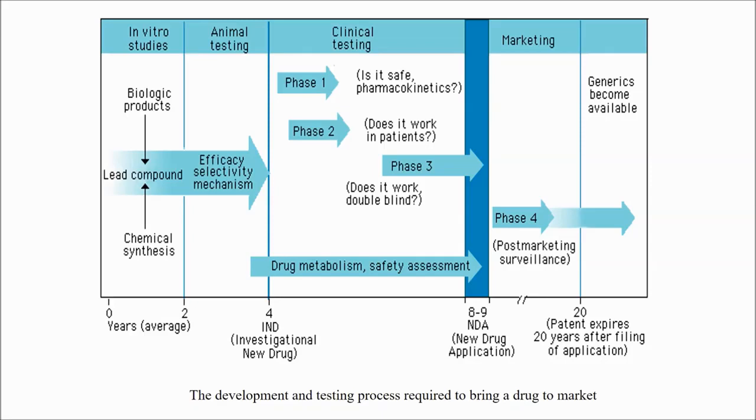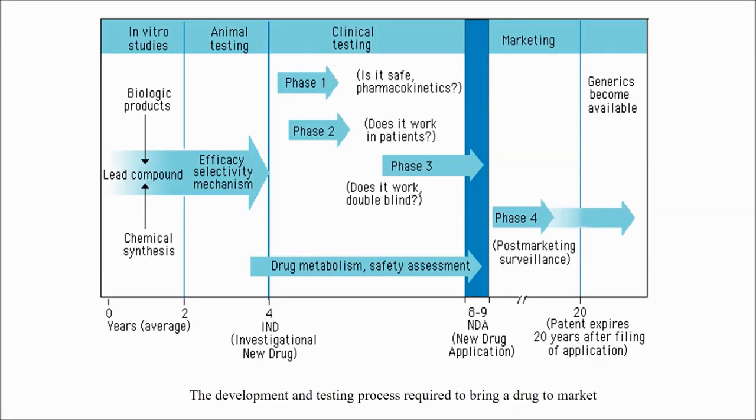So 3 phases. Phase 1, detecting the pharmacokinetic profile. Phase 2, detect the efficacy. Does it work in patients? Phase 3, does it work in double-blind design? We will discuss this later. All through clinical testing, we assess drug metabolism and safety assessment. This takes about 5 to 6 years. So in total, 8 to 9 years, a new drug approval application is applied. And then we move to phase 4 study, post-marketing surveillance.